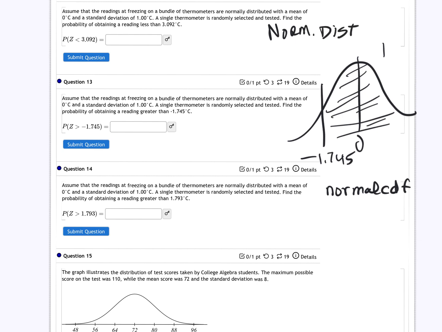All right. So you go to second vars, which is your distribution button. You're going to choose normal CDF. So second vars, normal CDF is number 2. Lower limit, you need negative 1.745. Upper limit, you want a really, really big number. So take a 1 and then just put a whole bunch of zeros after it. And that will be big enough because you're basically looking towards infinity. 0, 1, and paste, hit enter.